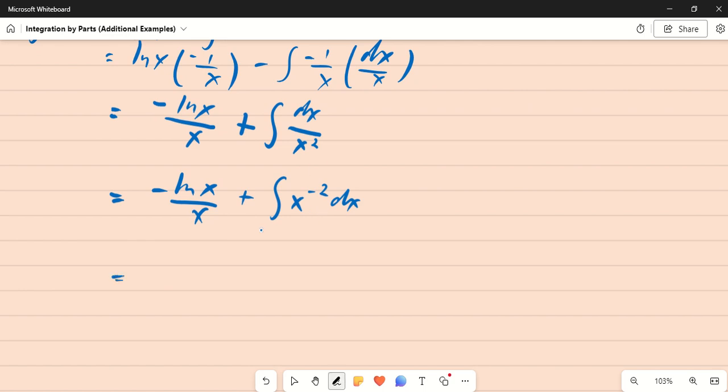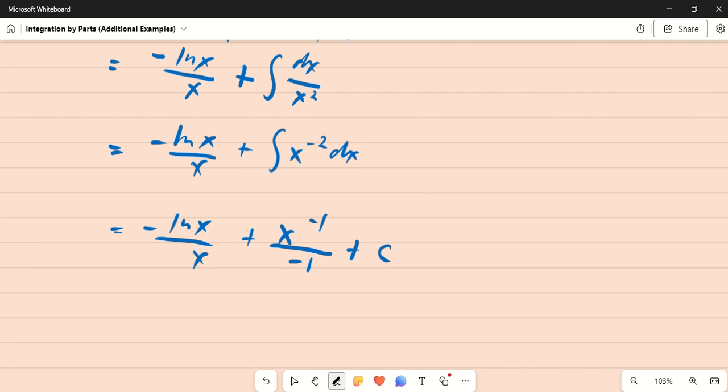So we write again negative ln of x all over x plus the integral of x raised to negative 2 is x raised to negative 1, and in our denominator you write negative 1. Where did we get that? You have negative 2 plus 1, that's negative 1. And then of course don't forget to write the arbitrary constant. Then we need to simplify our solution.